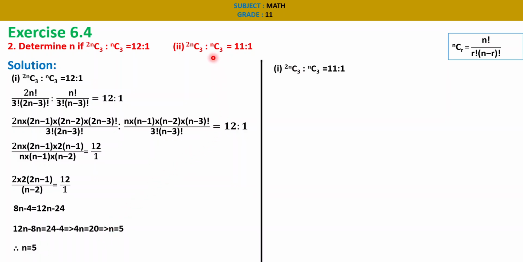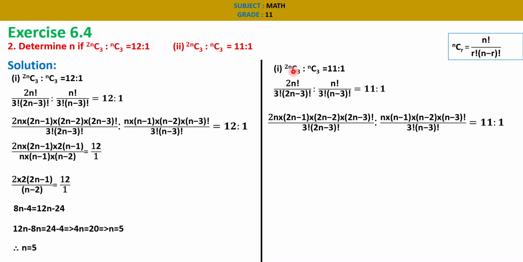Let us solve subsection 2. 2nC3 is to nC3 is equal to 11 is to 1. Let us apply this formula here and compare. Then we get 2n into (2n minus 1) into (2n minus 2) into (2n minus 3) factorial divided by 3 factorial into (2n minus 3) factorial is to n into (n minus 1) into (n minus 2) into (n minus 3) factorial divided by 3 factorial into (n minus 3) factorial is equal to 11 is to 1.